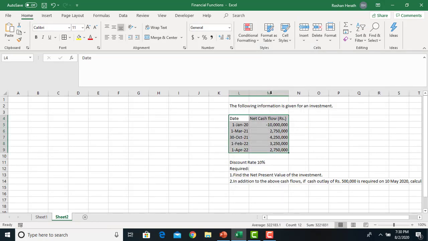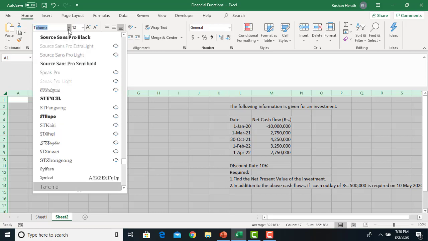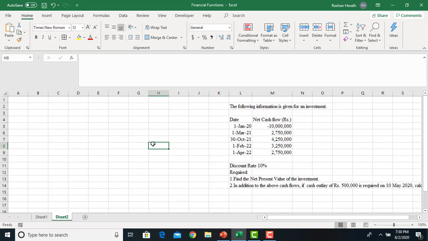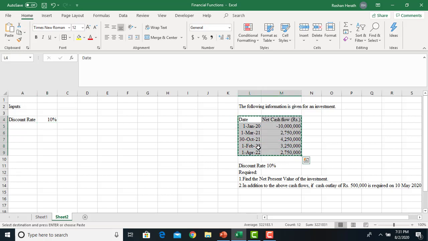Right, now you have taken the question, that is activity 2. Then we may take it to the model format and let's work this out. So you have the inputs. The discount rate is there, most importantly. So it is 10% as given. And also the cash flows with the corresponding dates are given.